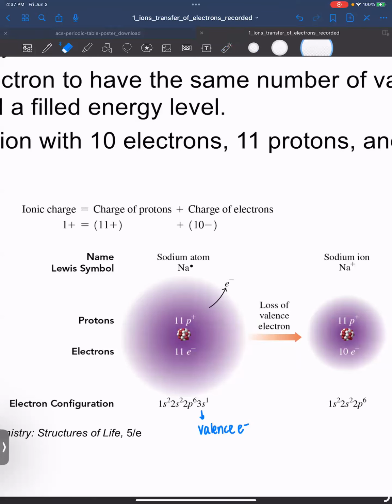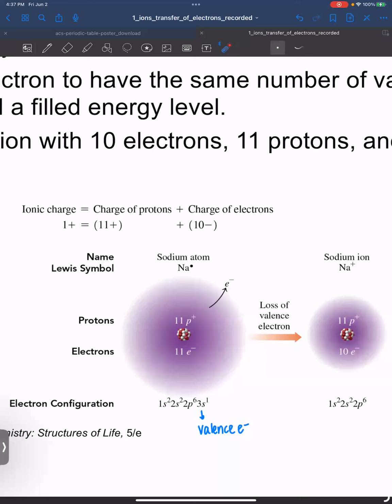And when it does, it still has 11 protons because it's still sodium, and sodium has the atomic number 11, but now it only has 10 electrons. And if you do 11 minus 10, you get +1. So by losing that electron, we have a +1 charge. We always put the charge as a superscript right next to the symbol.